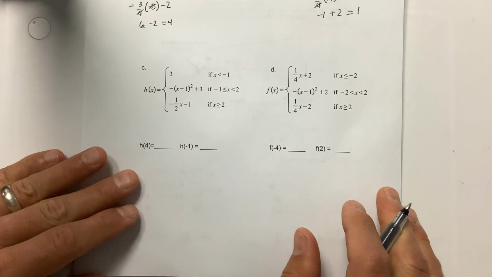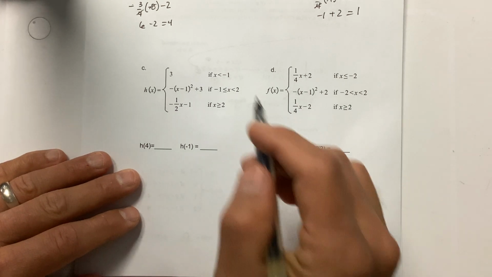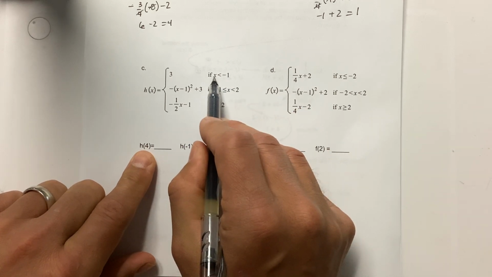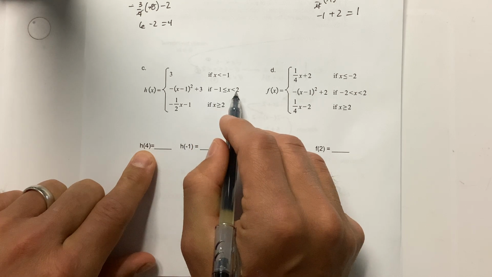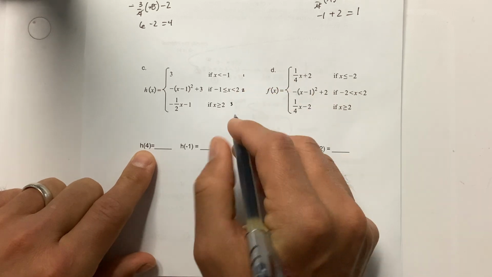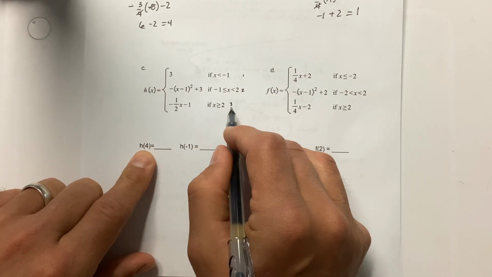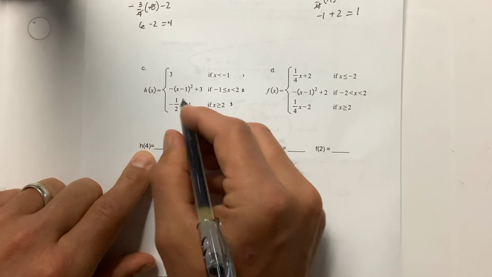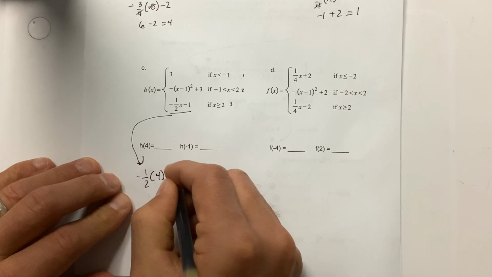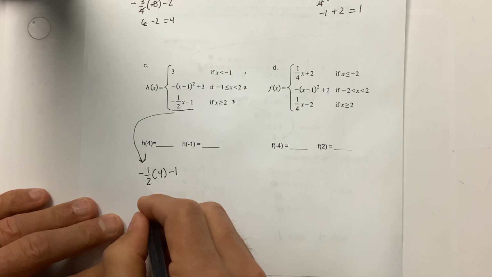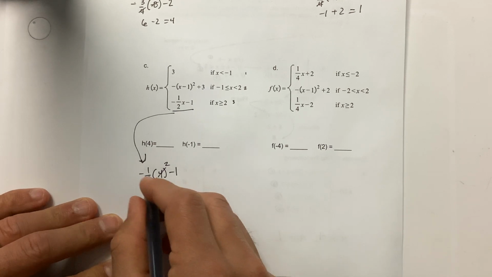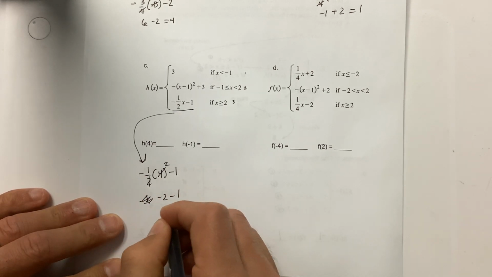All right, we got 3 intervals now. First question is just 4. So the one interval is less than -1, then from -1 to 2, and then anything greater than 2. If I number these just for conversation purposes, 4 is going to be a part of interval number 3 because it's greater than 2. So we're going to use this equation, -1/2 times 4 minus 1. We'll just cancel here to get 2. So this would give us -2 minus 1, which is -3.